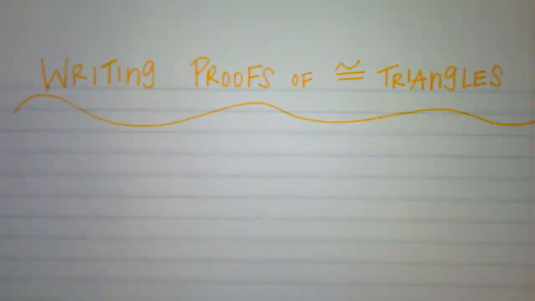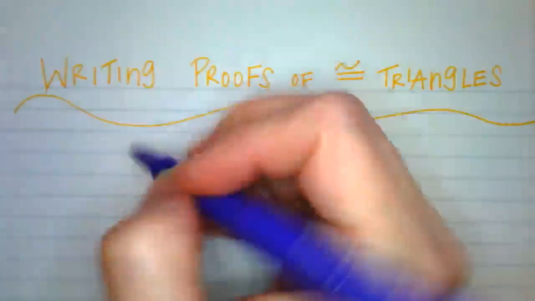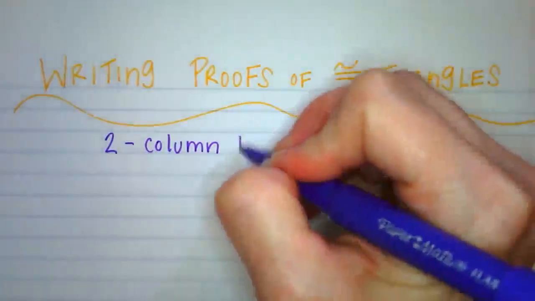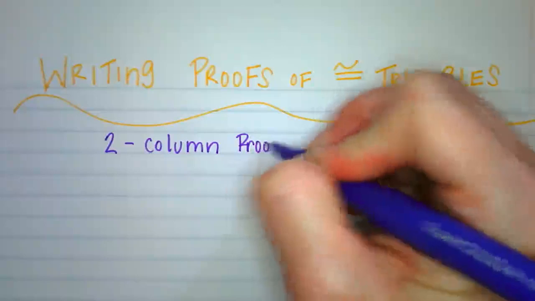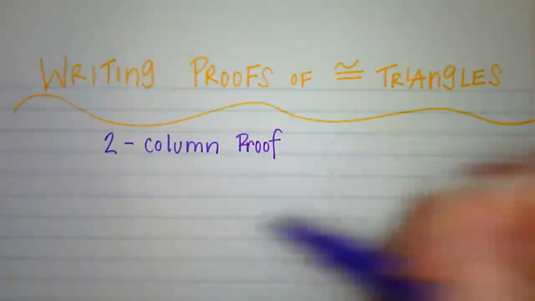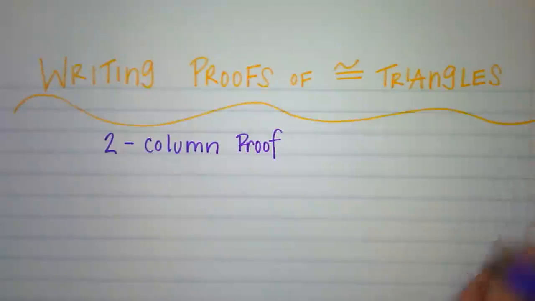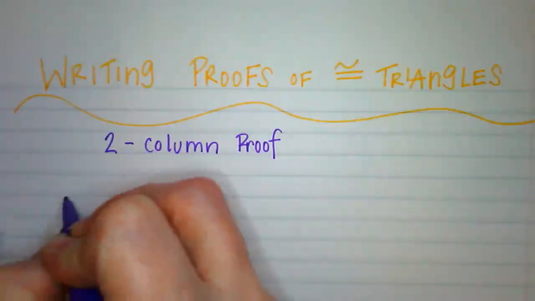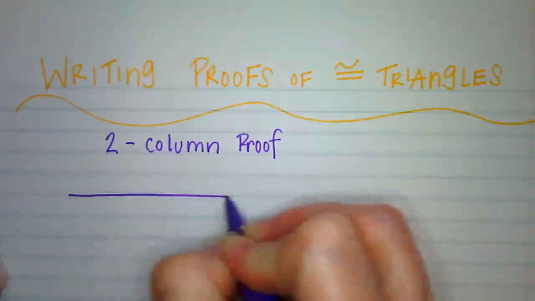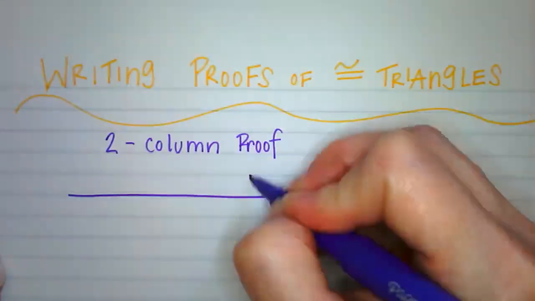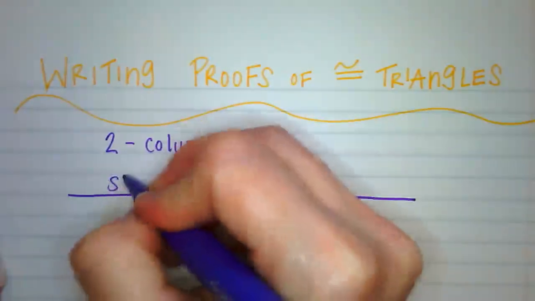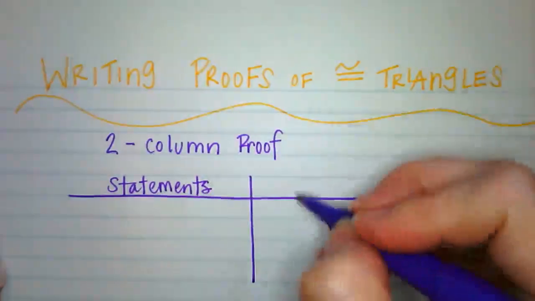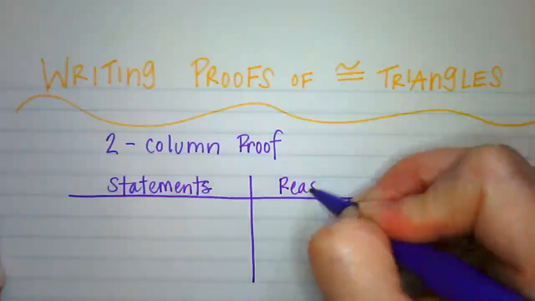But the most popular is going to be what is known as the two-column proof. All right, so that's what we are going to work on. So a two-column proof implies that we have two columns, which we do. So first column is what is labeled as the statements. And then the right column is the reasons.